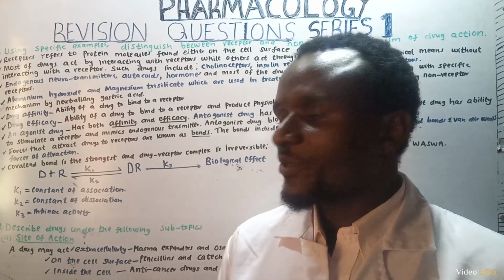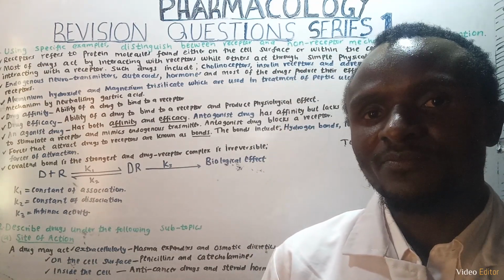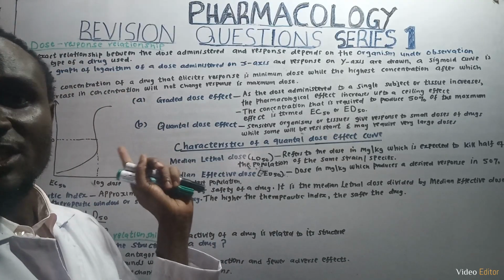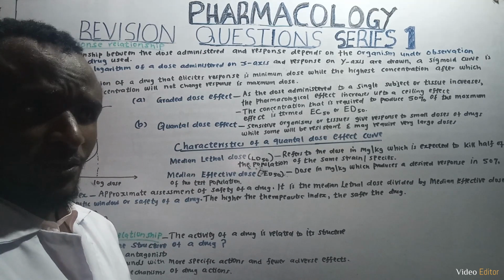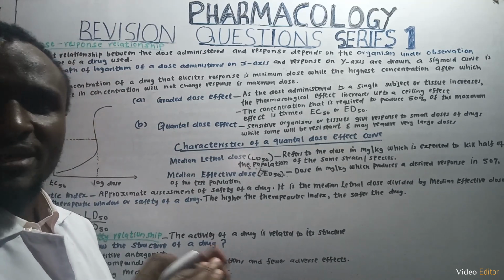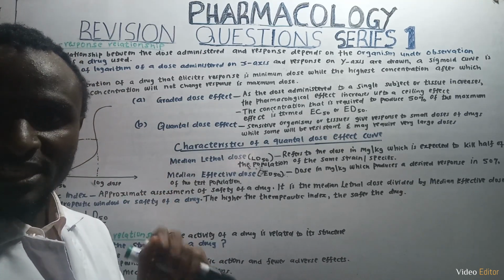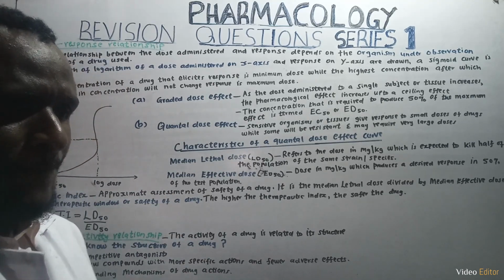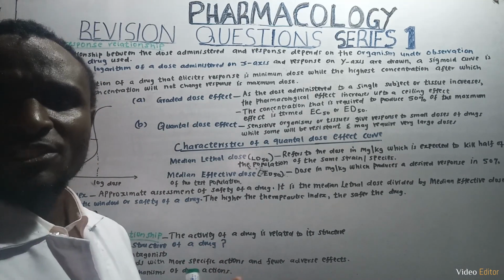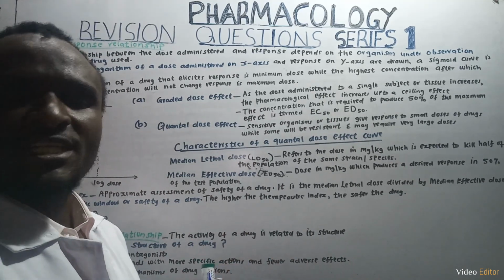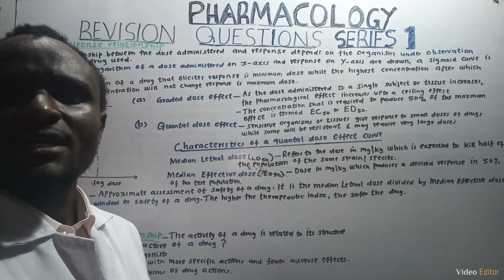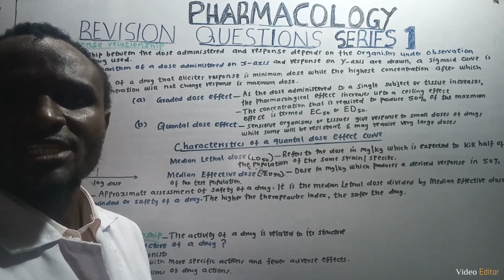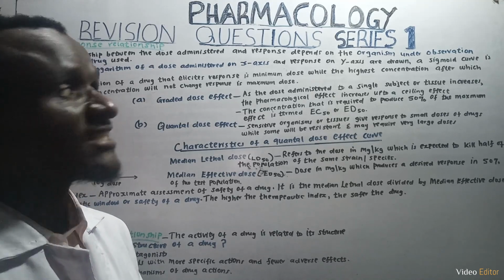So we continue with the questions. The next point is dose-response relationship. So how are we going to describe a drug under dose-response relationship? Actually, the exact relationship between dose and response of an organism depends on the type and amount of a drug being administered, and also the type of organism under study.